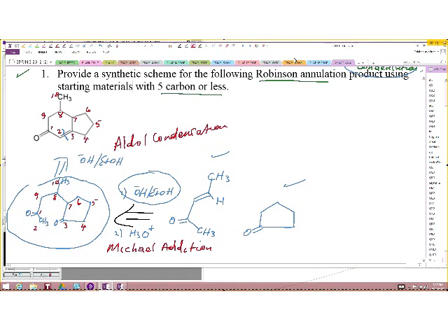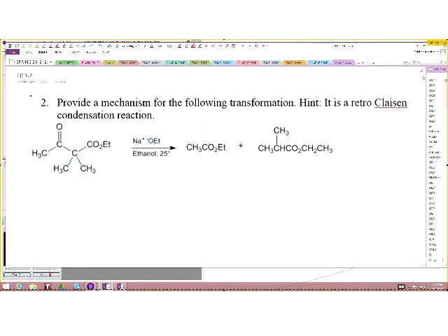Okay, so let's do the next one. Okay, Marshall, can you read this first? Provide a mechanism for the following transformation. Hint, it is a retro-Claisen condensation reaction.